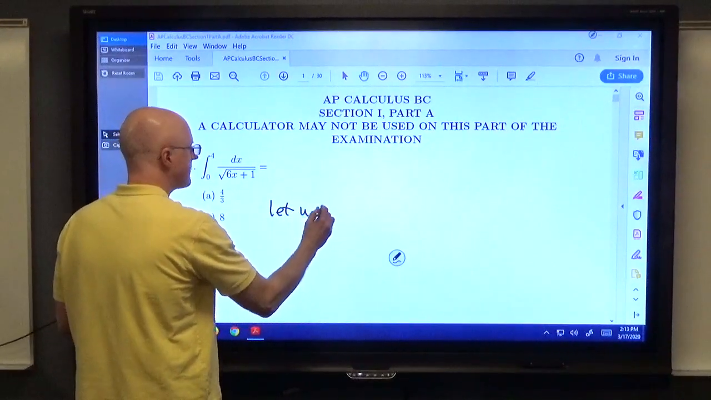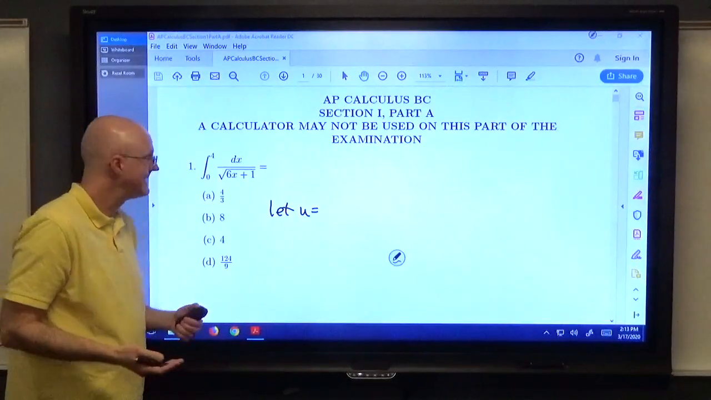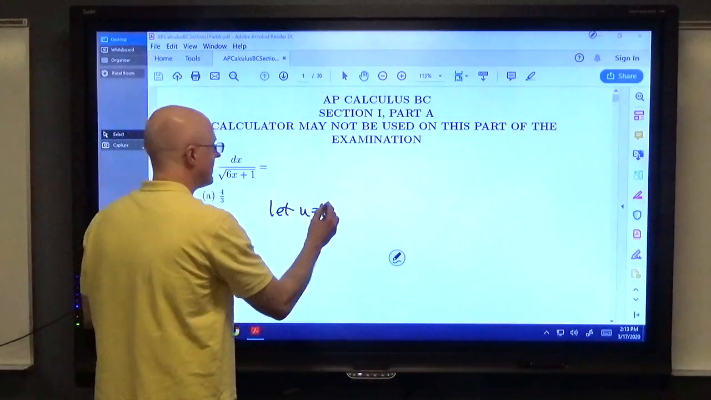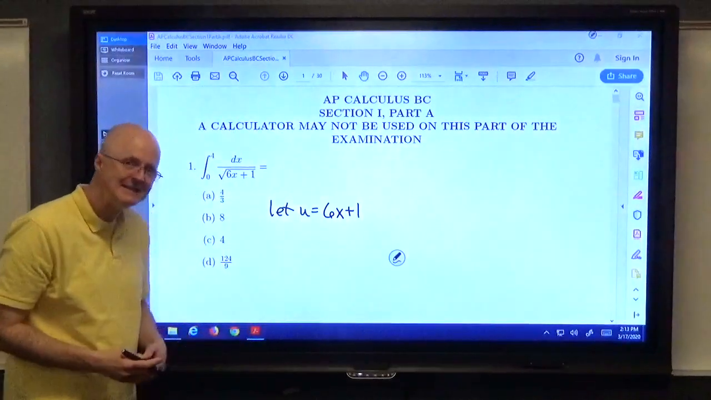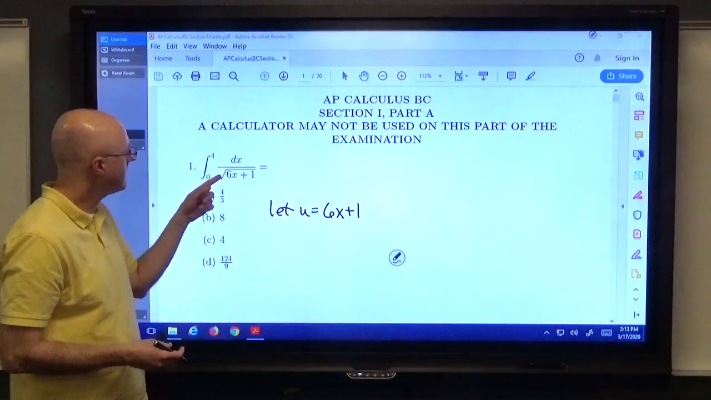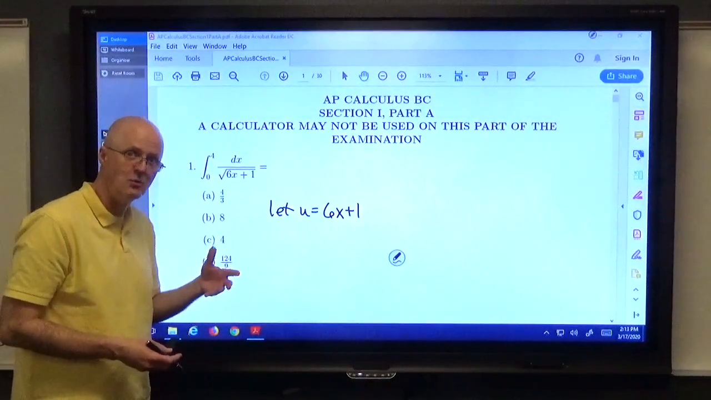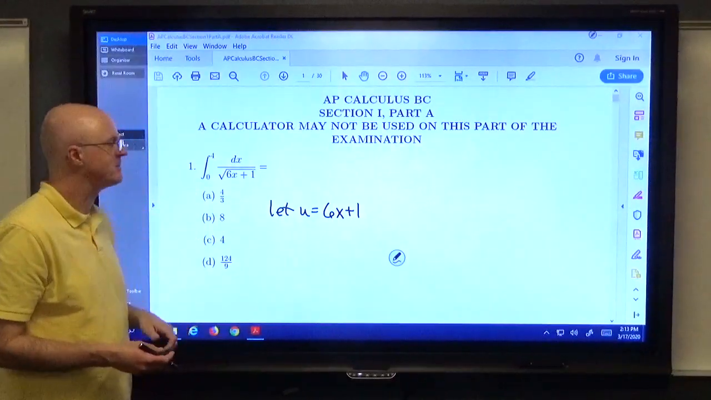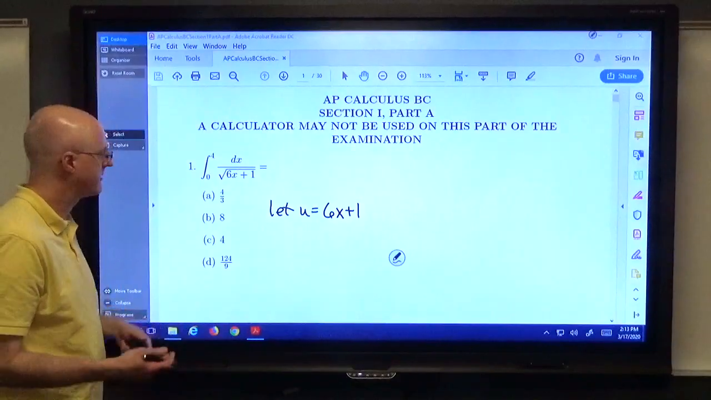In this case, what should the substitution be? Well, sometimes you just have to guess. And the most obvious thing to guess here is u equals 6x plus 1. Is that a good guess? Well, it certainly will make the integrand function simpler. It'll be 1 over square root of u with a constant multiple in there possibly. And that will be easier to think about what the antiderivative is.